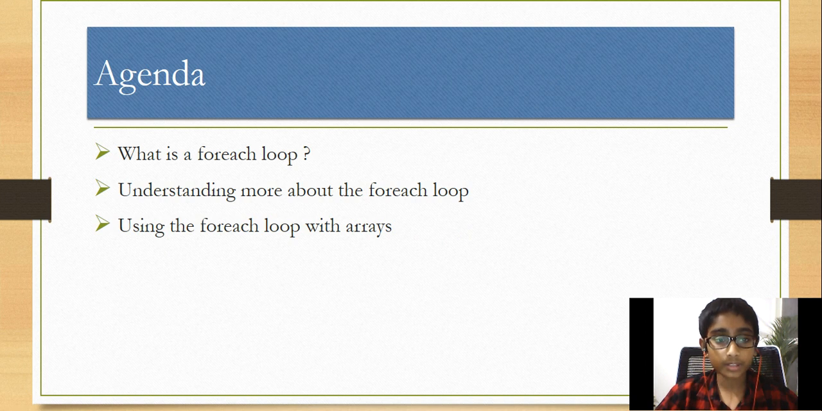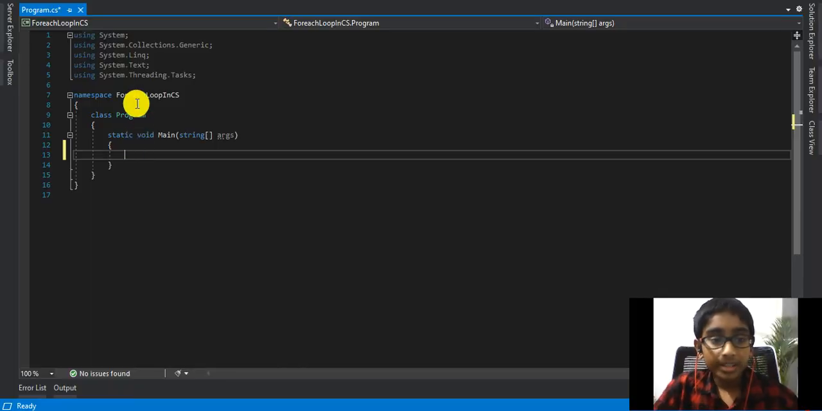First of all, I'm going to create a console application in Visual Studio. Here I've created a console application in Visual Studio, and I've named it foreach loop in C#. Before using the foreach loop, you have to understand what the foreach loop is.